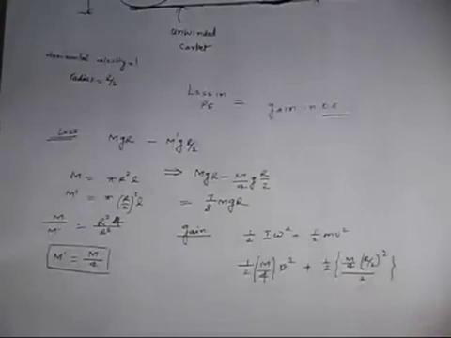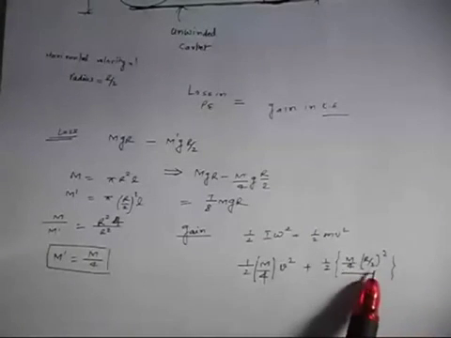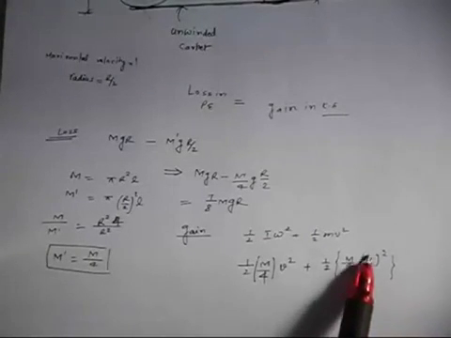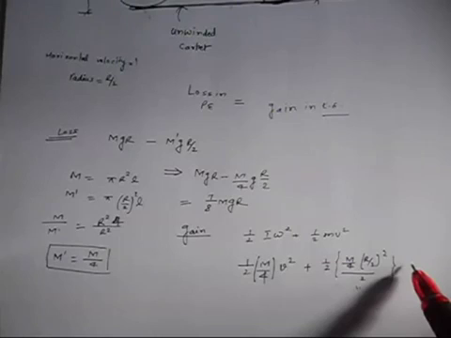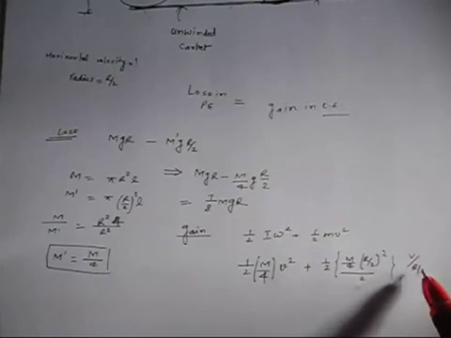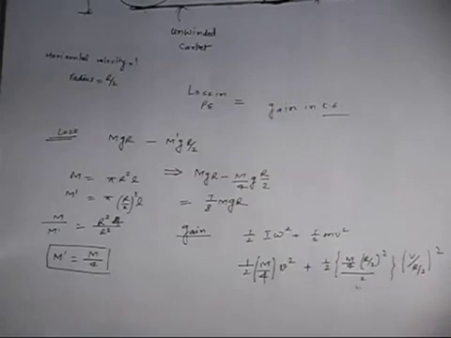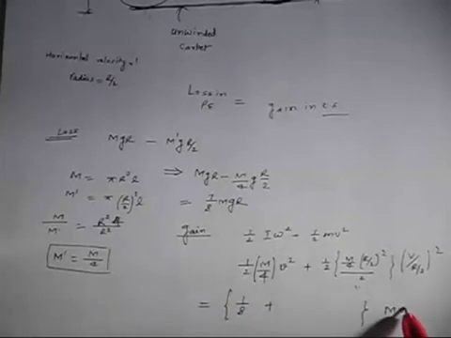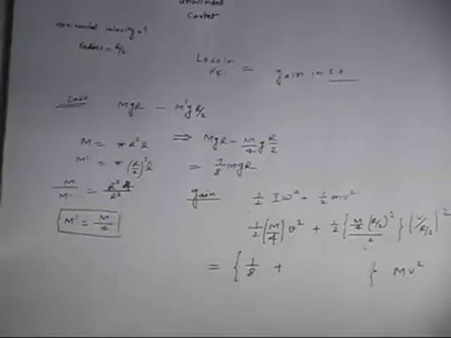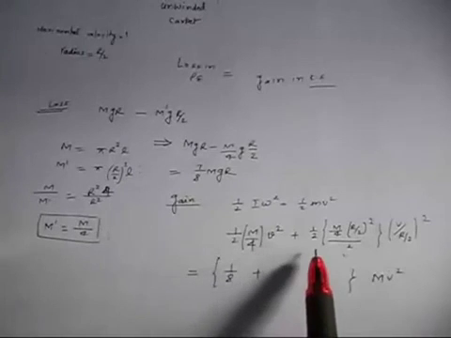Can you check this again? Half m r square by 2, so m is m by 4, r is r by 2, m r square by 2. So this is I. Half I omega square: omega is v by r because this is a case of pure rolling, and r is r by 2. Plus half m v square. So if I take m v square common, the result will be 1 by 8 plus.